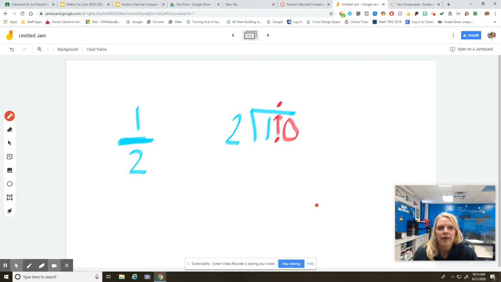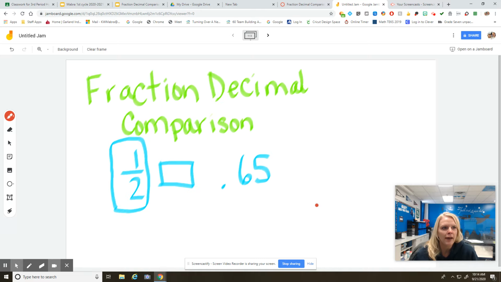So now you really have, how many times does 2 go into 10? 2 goes into 10 5 times. So your decimal equivalency is 5/10. So we know that 1/2 is equal to 5/10. If we go back to that first slide, we can write it down below, and now we can compare. Is 5/10 greater than, less than, or equal to 65 hundredths?